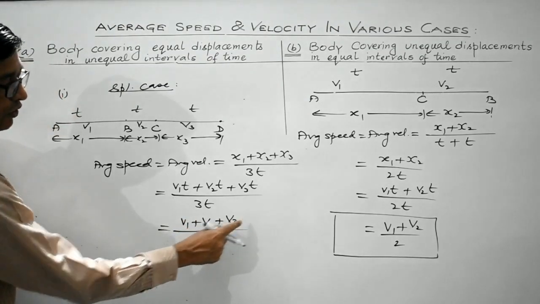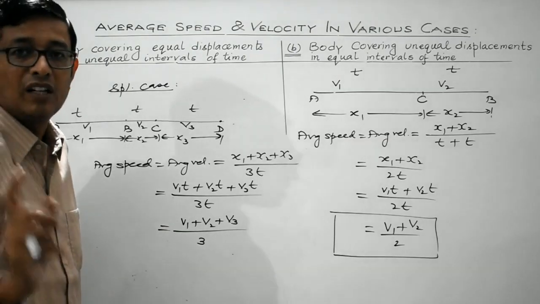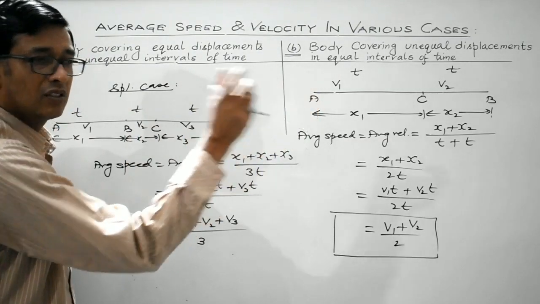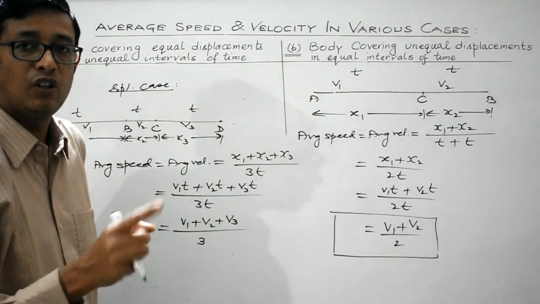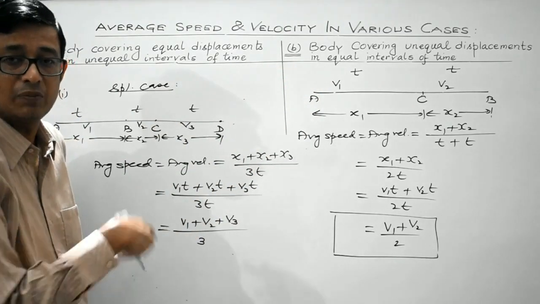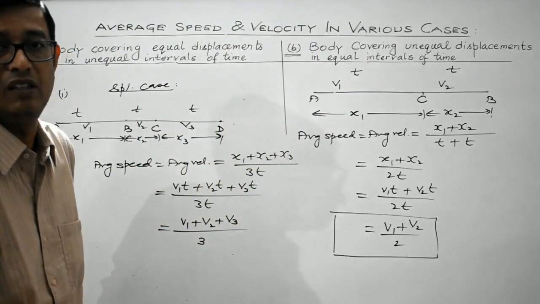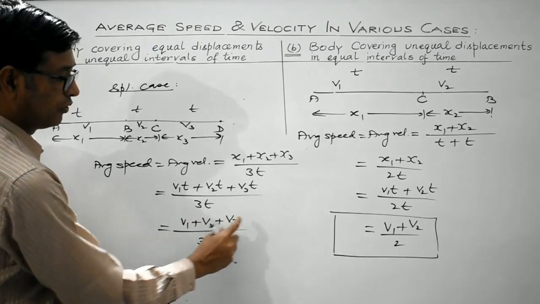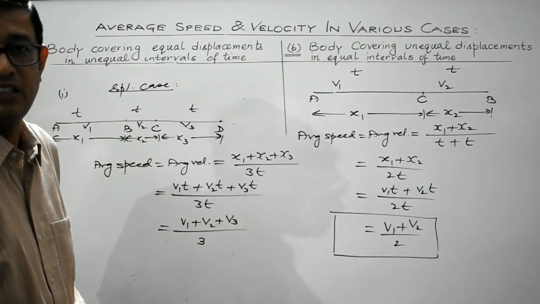Look, sum of all the observations divided by total number of observations. So whether the body covers 2 unequal parts, 3 unequal parts, or 4 unequal parts, the average speed or velocity is given by the arithmetic mean of v1, v2, v3, v4 and so on. Arithmetic mean, that is the sum of all the observations divided by total number of observations. Right?